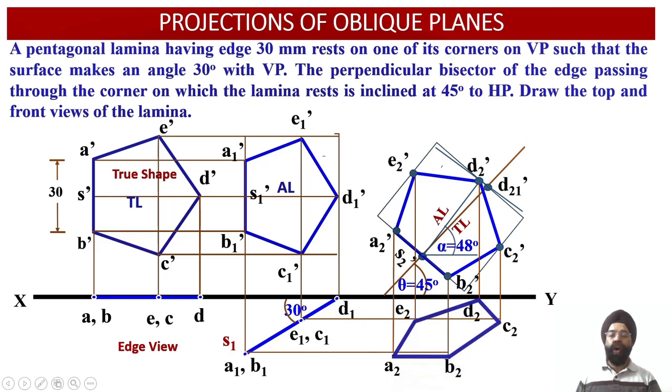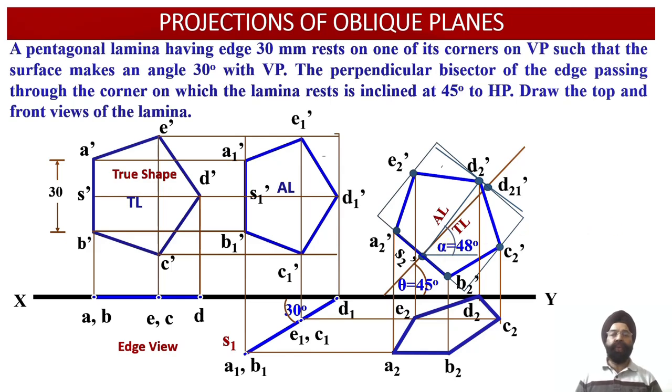So this way all the 5 points corresponding to the oblique lamina in the top view have been obtained, and once we join a2, b2, c2, d2 and e2, we will be able to obtain the top view orthographic projections of the oblique lamina, which happens to be inclined with respect to VP at an angle of 30 degree and at an angle of 48 degree with respect to the horizontal plane.